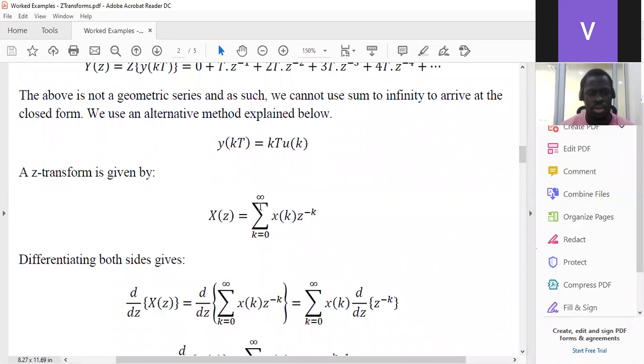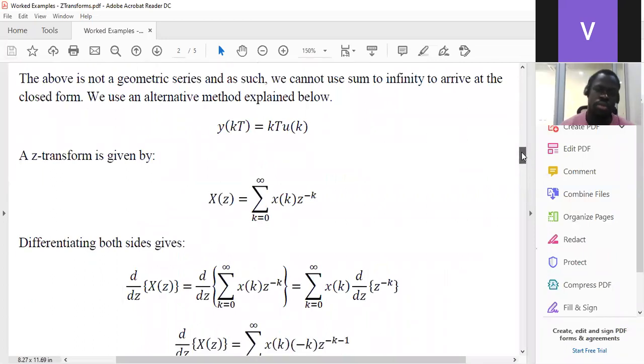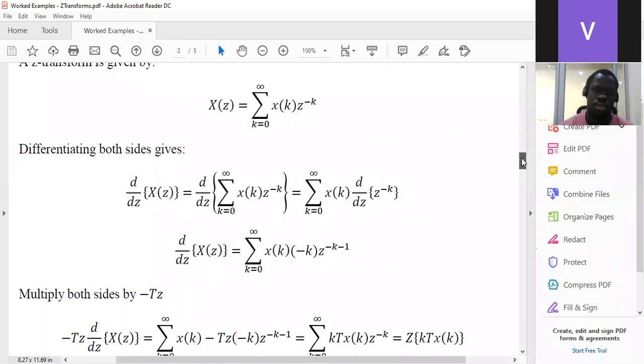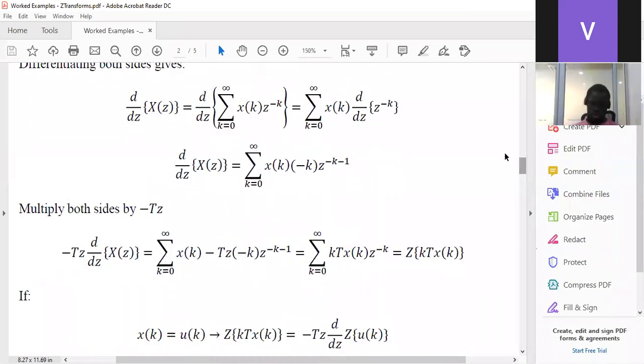X of Z is equal to the summation from k equals 0 to infinity of x of k, z to the power minus k. So for those of you asking why we are suddenly using x of k, by the time we complete it, you will know the reason. Another person asked why we are multiplying by minus tz. When I explain this line, you will know the reason why we had to multiply by tz. Thank you for your questions.